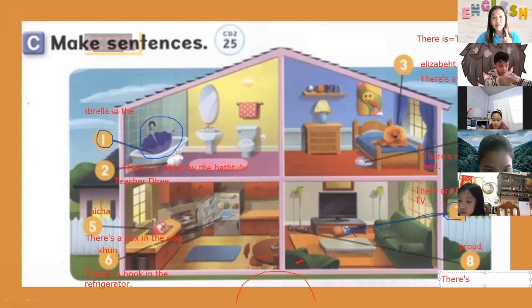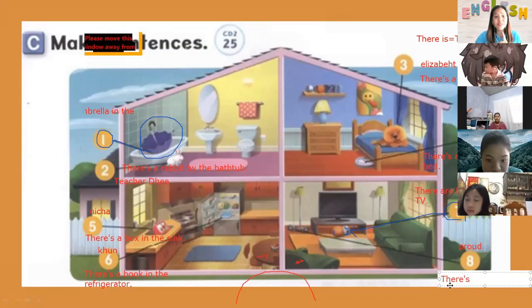Okay, and when it's more than one, what are we going to do? We don't use is, we use are. Okay, Prow, can you say it again, please? Use there are. There are, Prow, can you repeat, please? Oh, Prow disappeared. Oh, maybe she's a bit shy, okay.